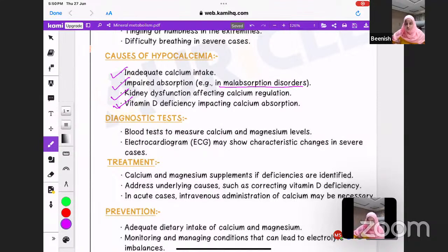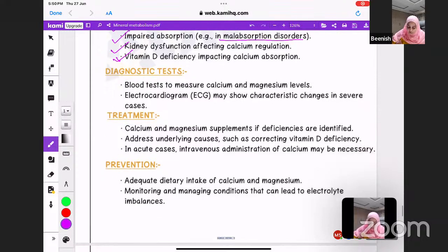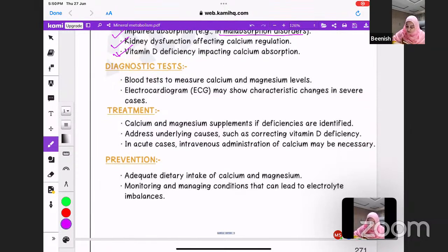Okay, so either there is vitamin D deficiency, therefore your calcium levels are decreasing. Now, diagnostic tests: blood tests to measure calcium and magnesium levels. Your electrocardiogram may show characteristic changes in severe cases. Treatment includes calcium and magnesium supplements if deficiencies are identified. So, supplementation is one treatment. Addressing underlying causes, such as correcting vitamin D deficiency.